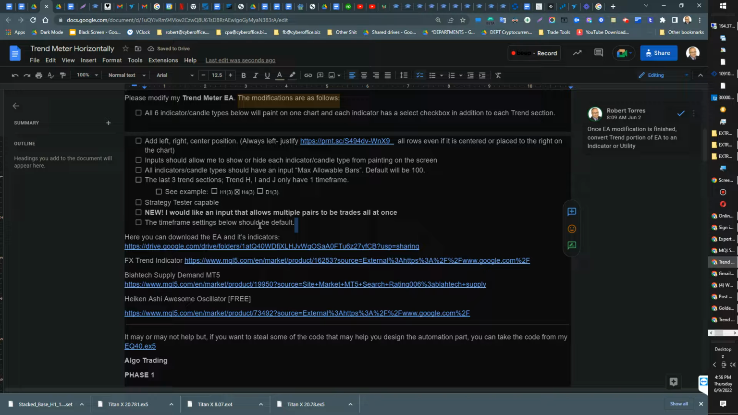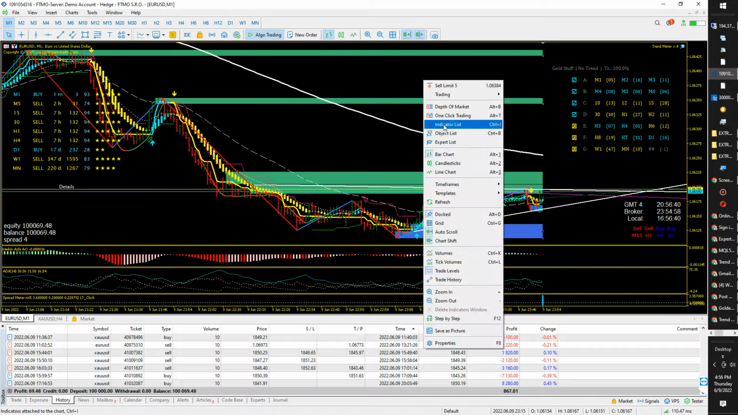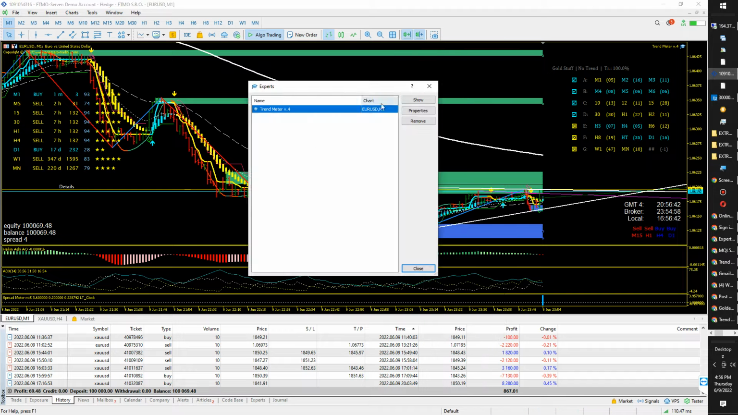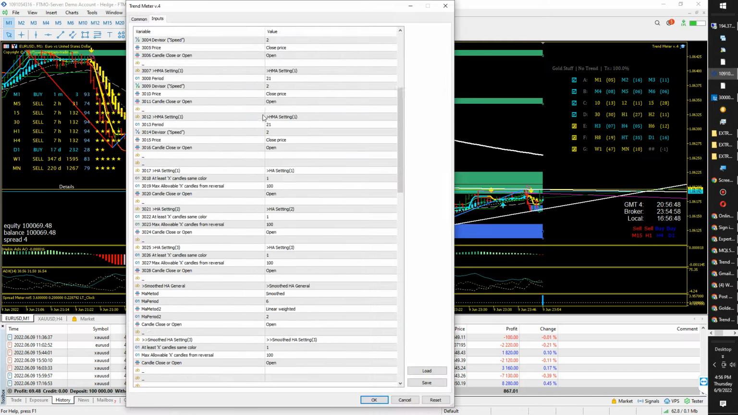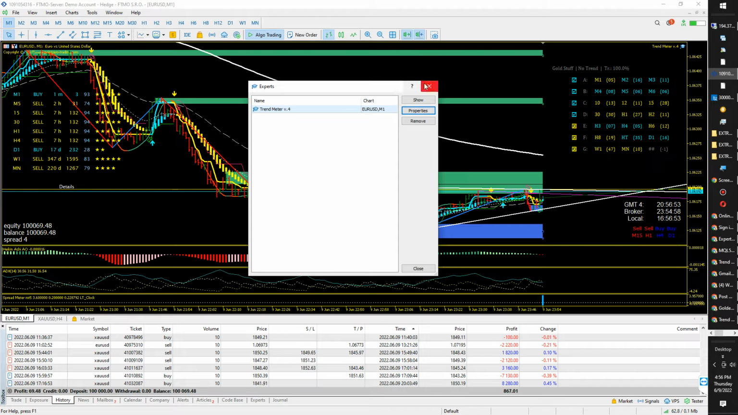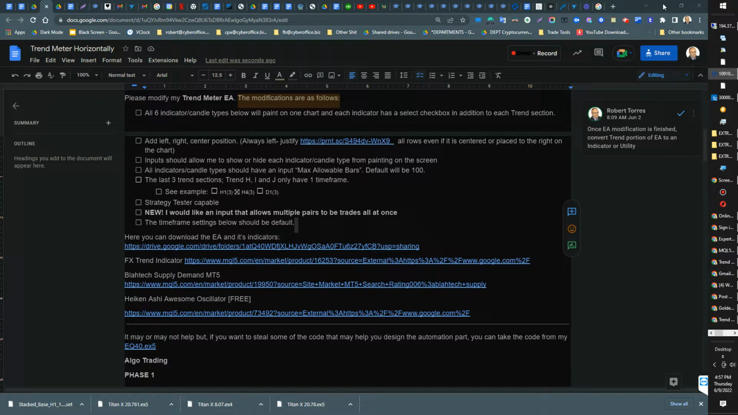Okay. And can you take this EA? Are you able to take this trend meter and modify it? Yes. We can modify it to your liking. We can try our best. I can assure you that. Okay. So inside of the trend meter, I would like all the pairs that I want to put in. I understand.